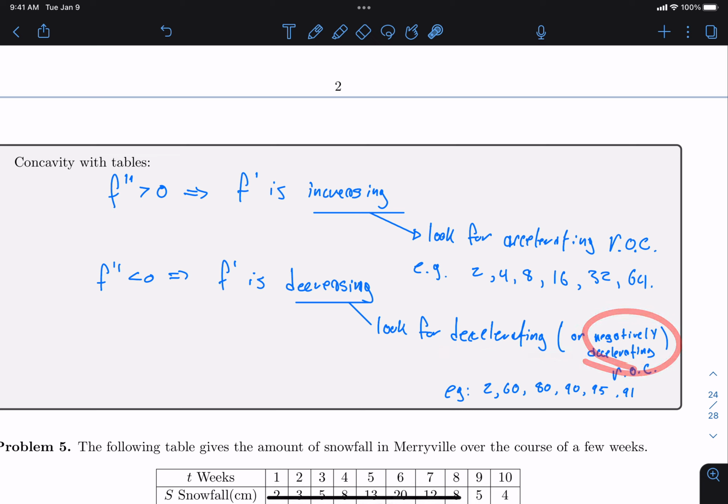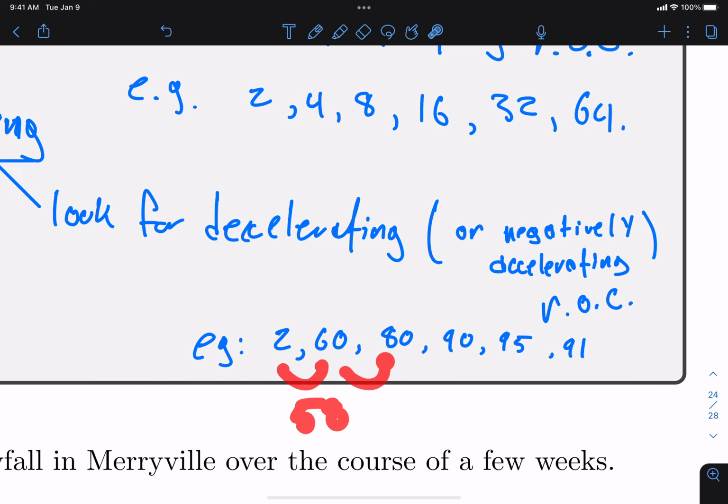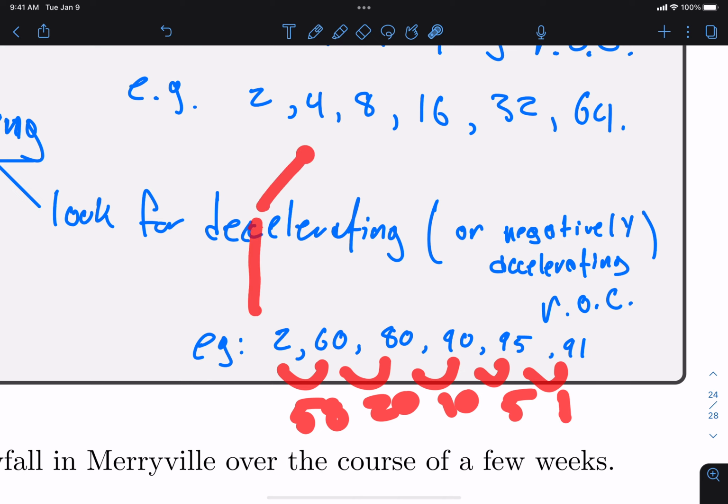So what could that look like? I showed you accelerating. Here's decelerating. From here to here, we went up by 58. Here to here, we went up by 20. Here to here, we went up by 10, 5, and then 1. So the slopes here look incredibly steep at first, and then less steep, and then less steep, and then less steep, and then less steep.